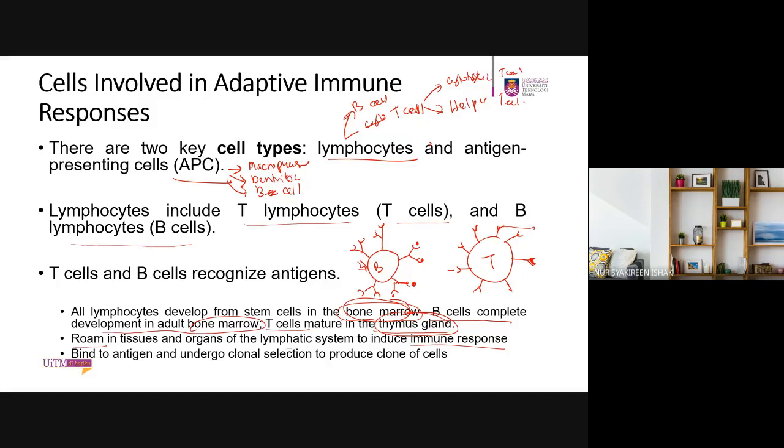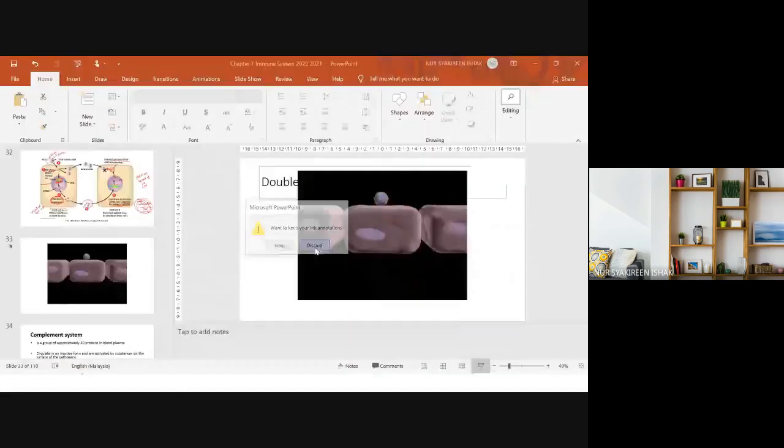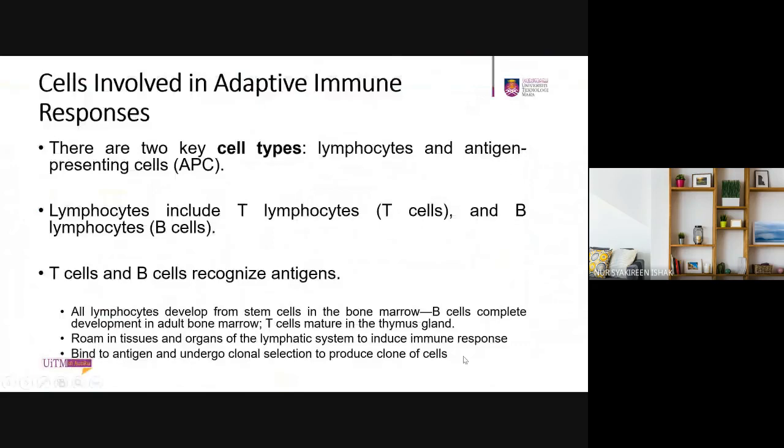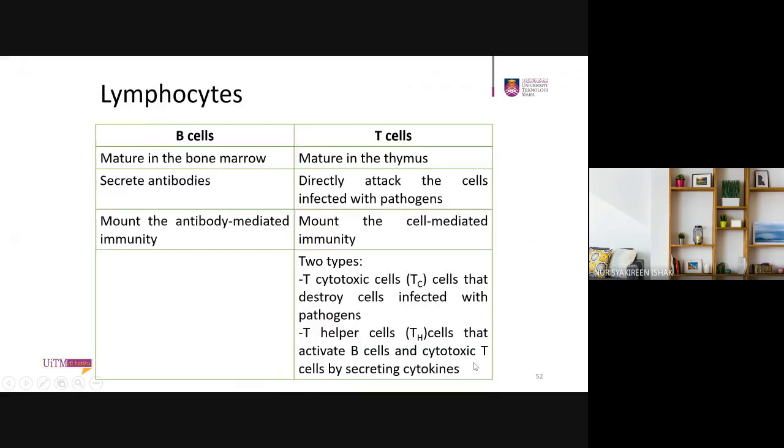So bind to antigen and undergo clonal selection to produce clone of cells. Okay, clone of cells. Clone tu tadi saya cakap apa? Sama ada activated, okay, clonal selection lah, activated ataupun memory. Okay, so two types of lymphocyte here. Perbezaan dia antara B cell dengan T cell. So B cell matures in the bone marrow. T cell matures in the thymus.